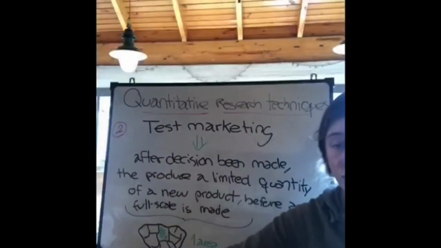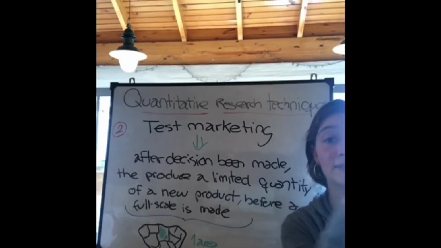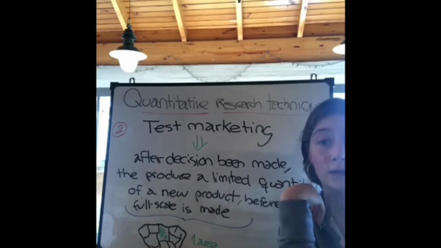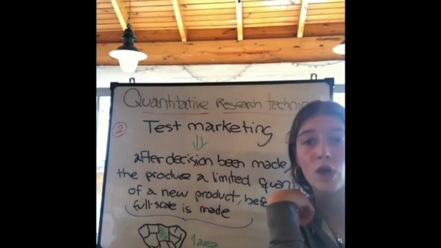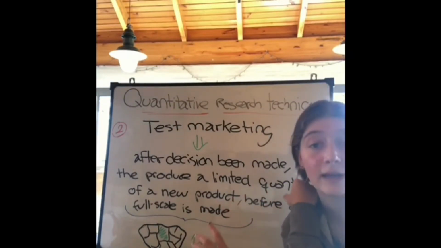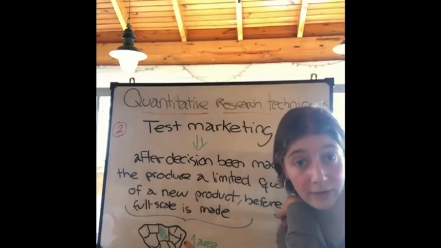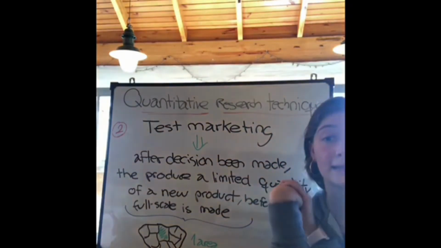Second approach, test marketing, can take place after a decision has been made to produce a limited quantity of a new product, but before a full-scale national launch is made. So this involves promoting and selling the product in a limited geographical area, and recording consumers' reactions and sales figures.